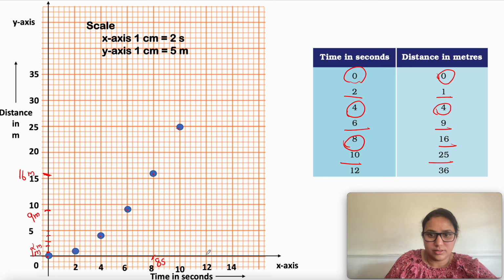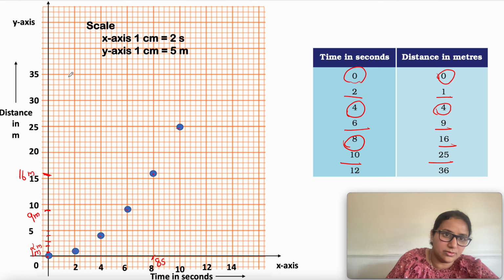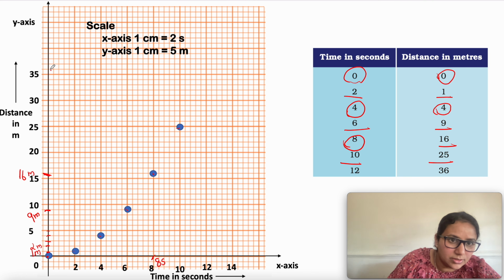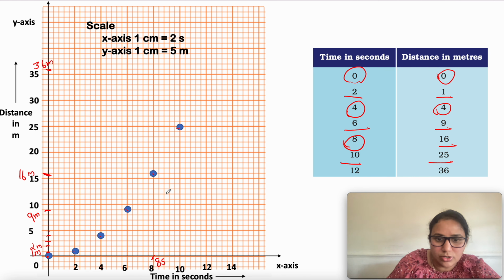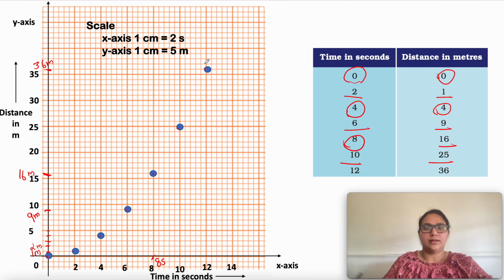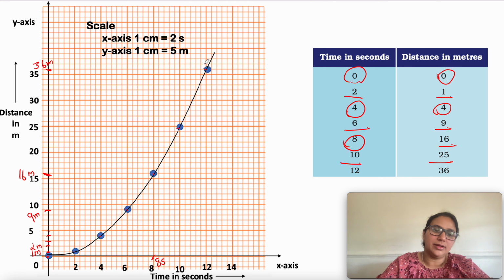For the last point, 12 seconds, the distance covered is 36. So this is 35, so this will be 36 meter. So 36 meter and 12 seconds, so the last point is here. So this is how you must plot the graph. Now draw all the points here so that you get the nature of graph like this.